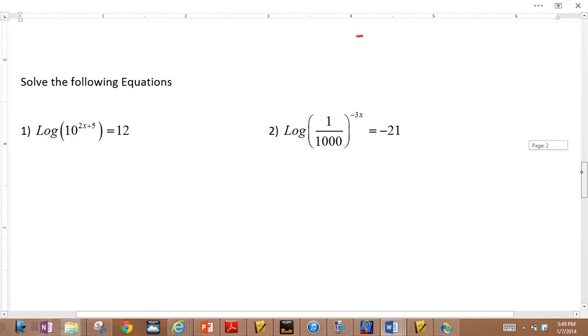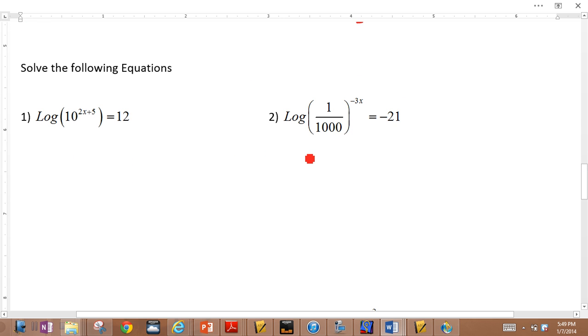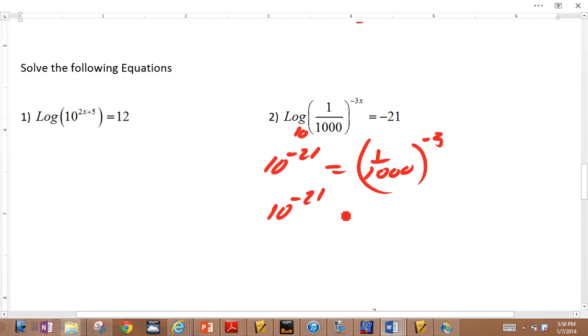All right, here are some equations. You really have to convert these. Again, these are log base 10, so there's a subscript 10 if you want to put it in there. That says 10 to the negative 21 is equal to 1 over 1,000 to the negative 3x. Again, it's an exponential equation now, so you have to put it in the common base, which is obviously base 10. 1/1000th is 10 to the negative 3, so that makes it 10 to the positive 9x, which says 9x equals 21, and I'm not even going to solve that.